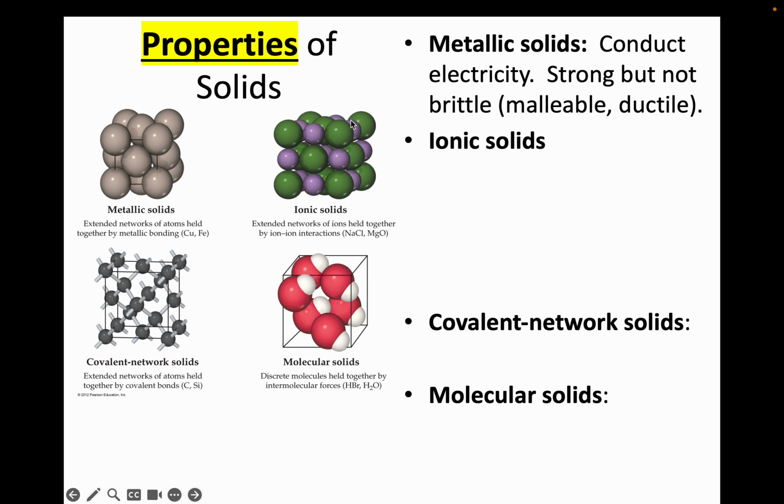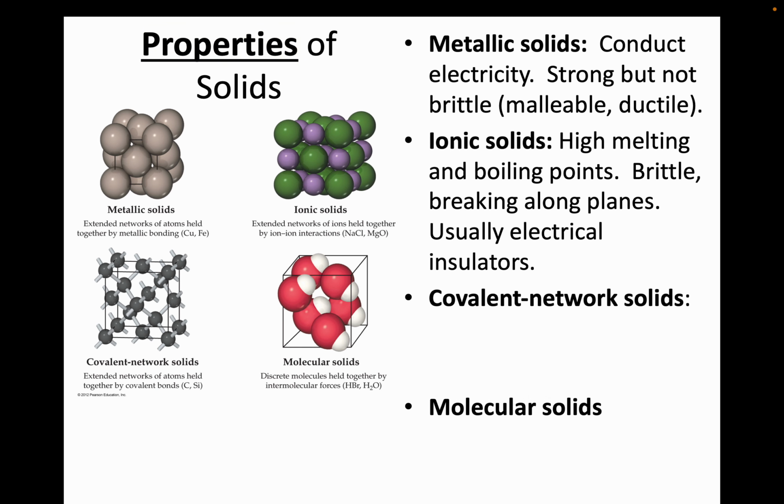Metals are characterized as having the ability to conduct electricity. They're often strong, but they're not brittle. That means you can change their shape. Think about a metal fork. You can take your metal fork, you can bend it, you can twist it, you can squish it, and it still stays all stuck together. So you can adjust its shape even though it might be difficult to break it apart.